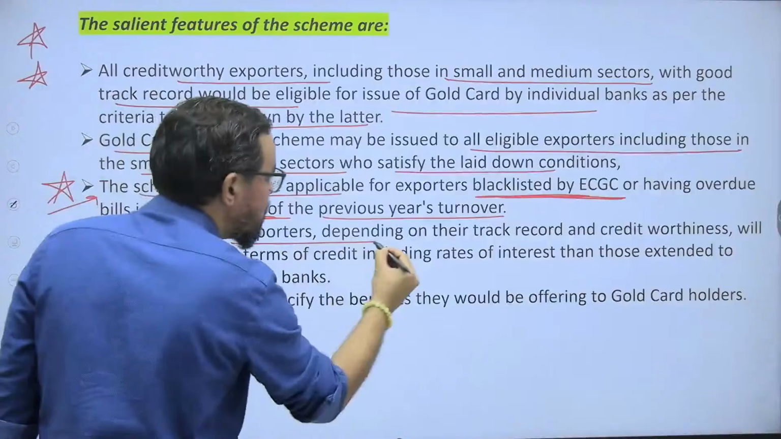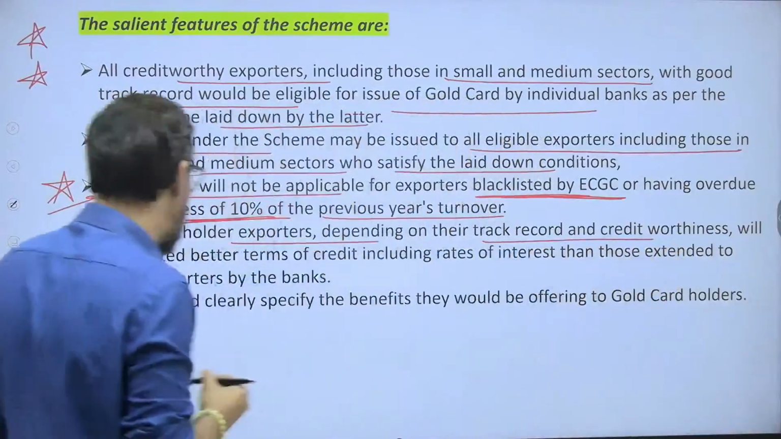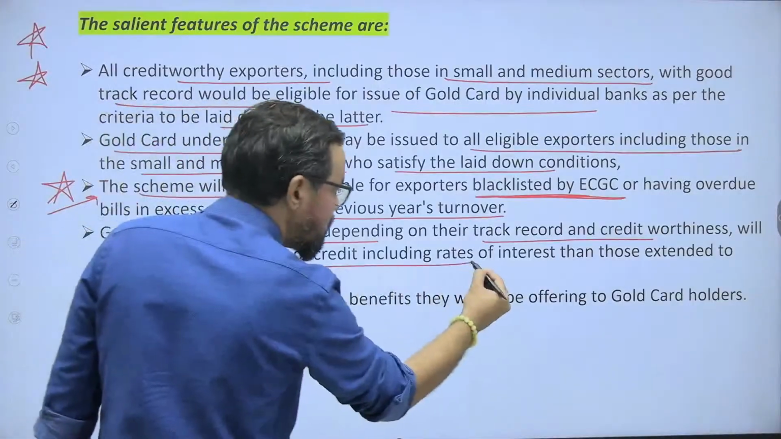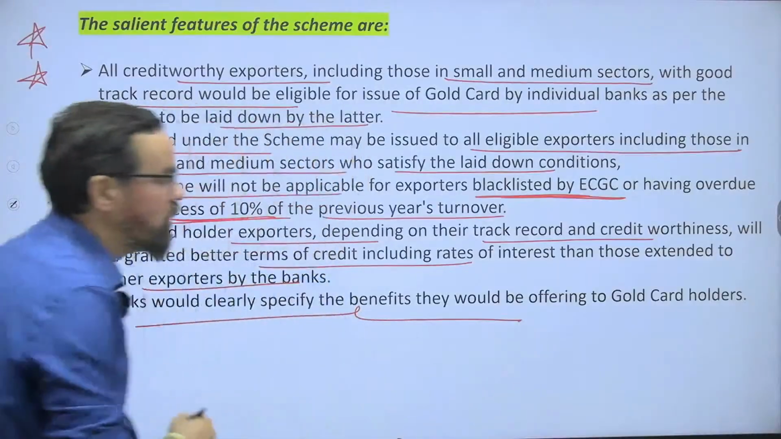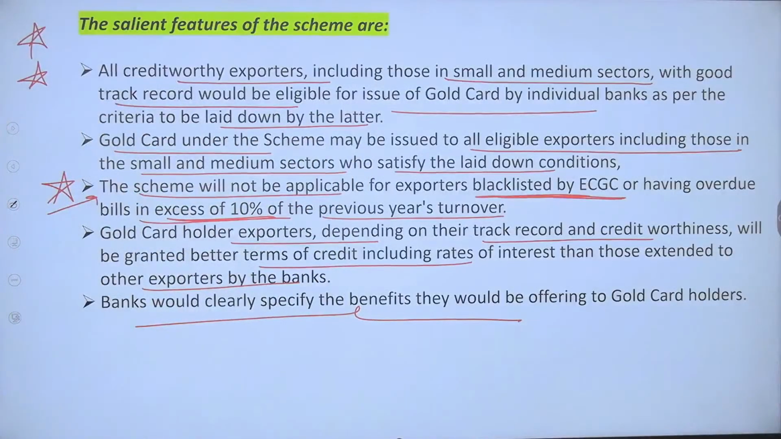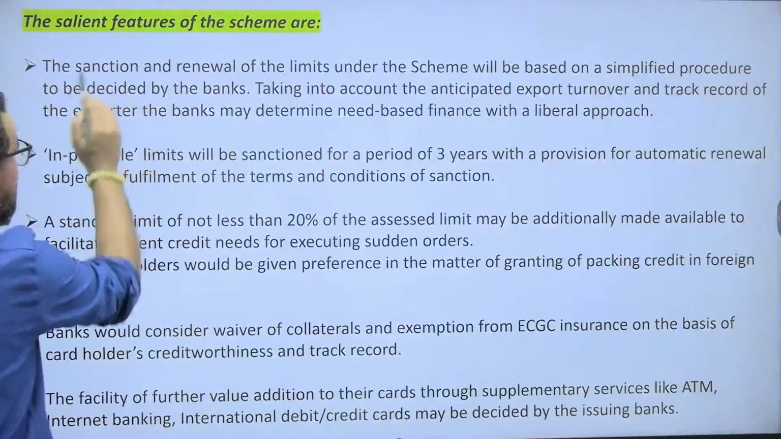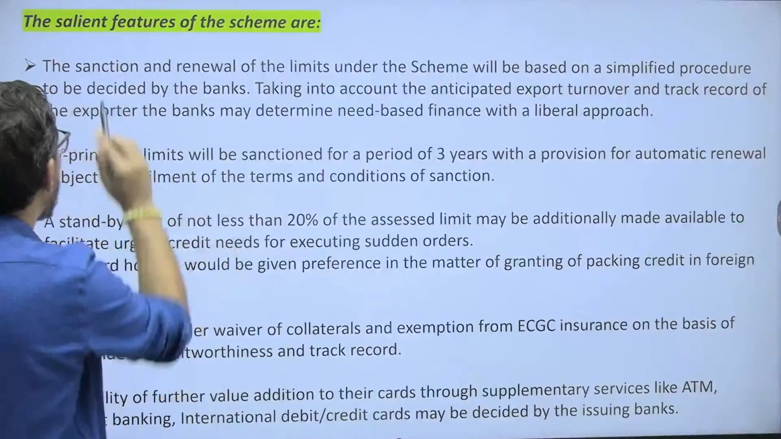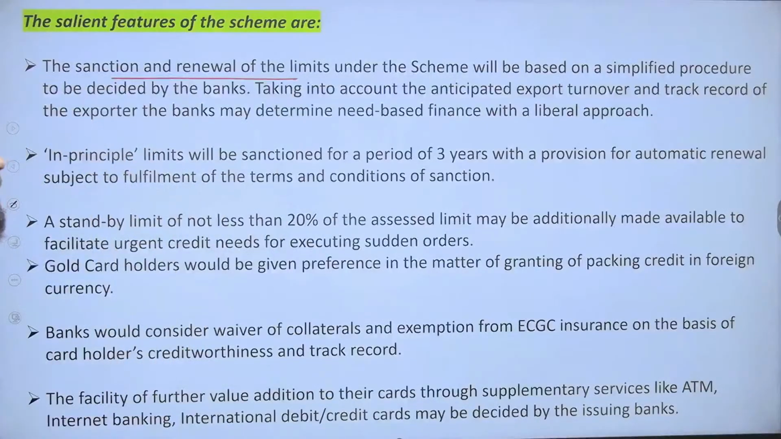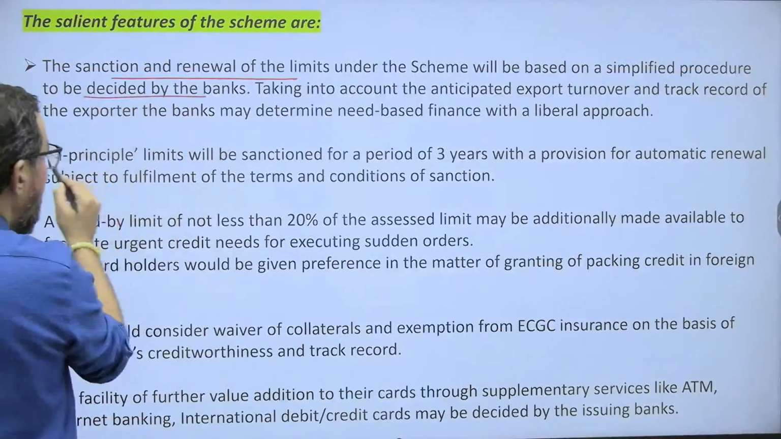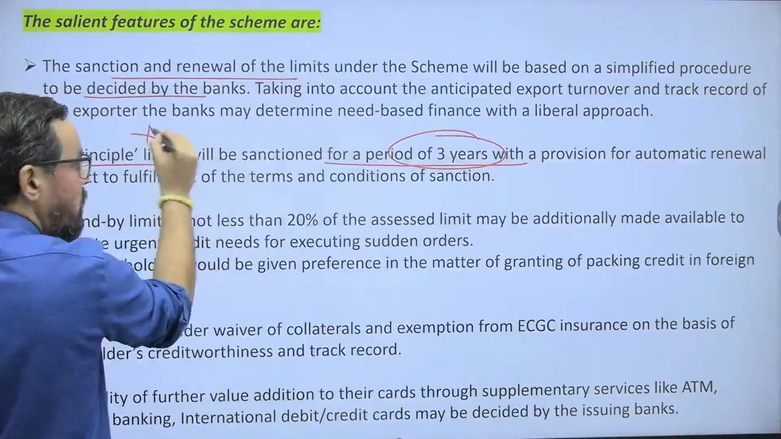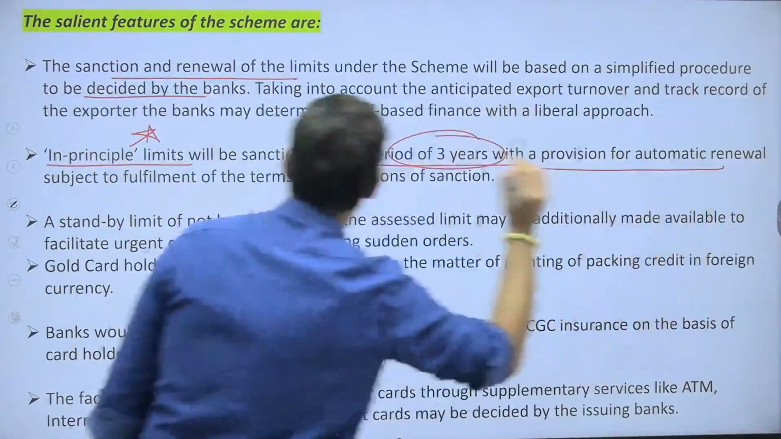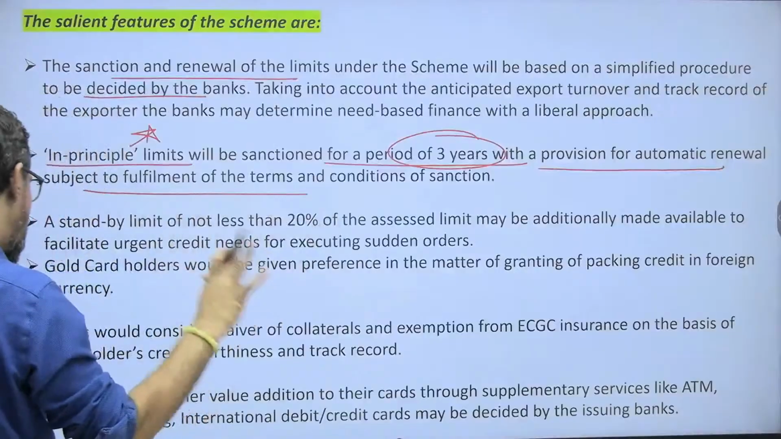Gold card holder exporters, depending on their track records and creditworthiness, will be granted better terms and conditions. Banks would clearly specify the benefits they would be offering on gold card schemes and all. Okay? Some other, the sanction, this 20% area, this is the one. So the sanction and renewal of the limit under the scheme will be based on simplified procedures to be decided by the banks. In principle, the limit will be sanctioned for a period of 3 years. Please do remember this one also, with a provision for automatic renewal subject to fulfillment of terms and conditions of the bank.